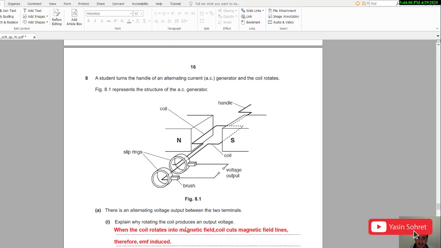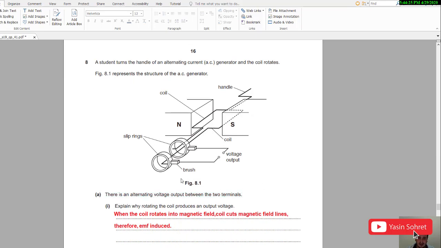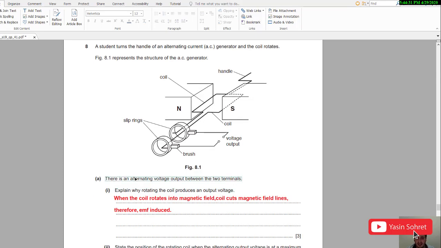Let's look at question 8. A student turns the handle of an alternating current generator and the coil rotates. So figure 8.1 represents the structure of the AC generator. So this is the structure of the AC generator, and there is an alternating voltage output between two terminals. Explain why rotating the coil produces an output voltage.